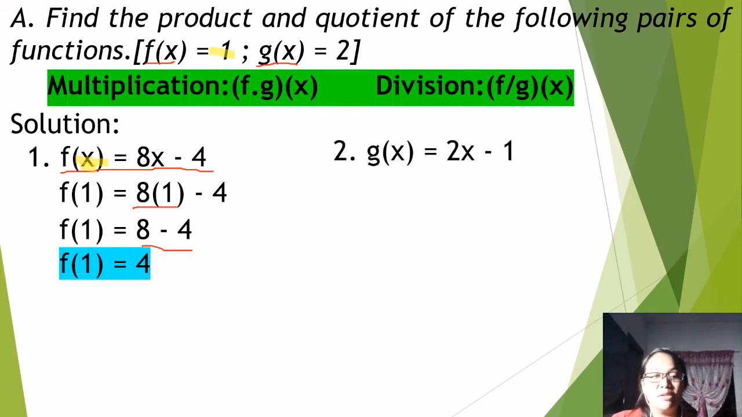And for our number 2, we have g of x is equal to 2x minus 1. Again, for our input x here, we have 2. So we will change now x into 2.